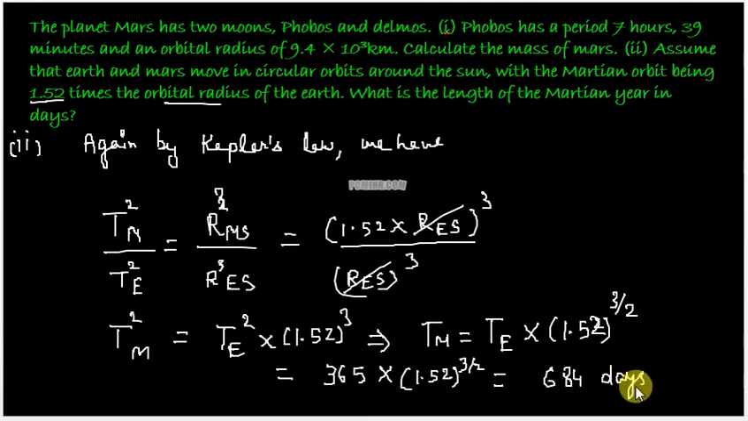Since the orbit of Mars is about 1.5 times bigger than the orbit of Earth, we note that the time period is also much bigger. So it's 684 days. That's the length of the Martian year in days.